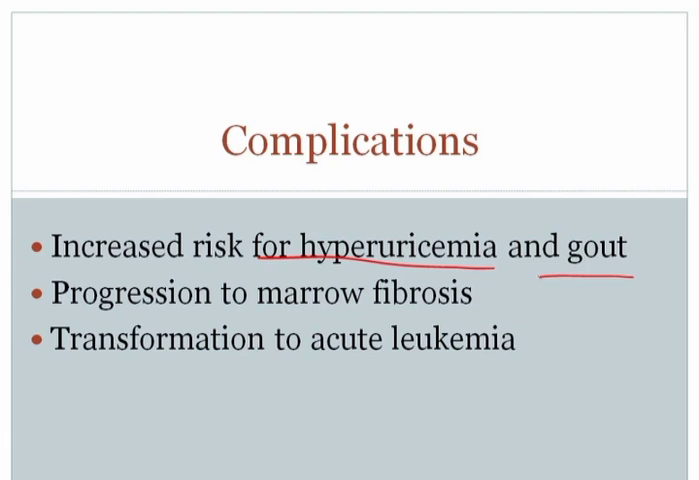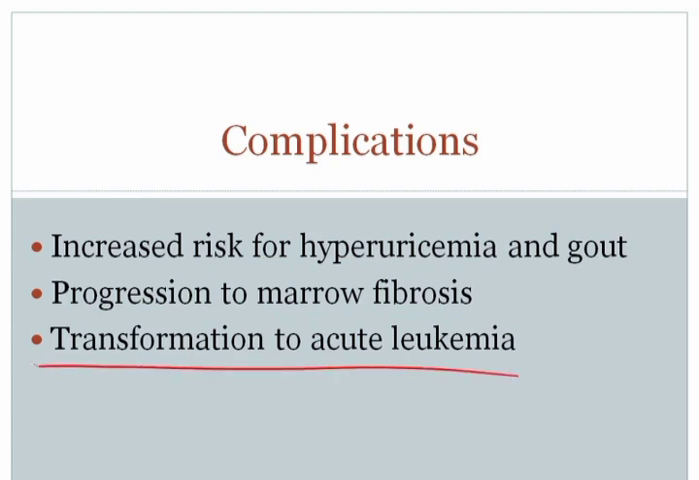Same thing with CML. There's going to be an overproduction of granulocytes. Those granulocytes will eventually die, and their nuclear material will need to be turned over, and it's the degradation of the purines that's going to result in hyperuricemia and a risk of gout. Another complication is that they can progress to myelofibrosis. This is called the spent phase, or the burnt out phase. Third complication is that many of the myeloproliferative disorders can transform to acute leukemia.